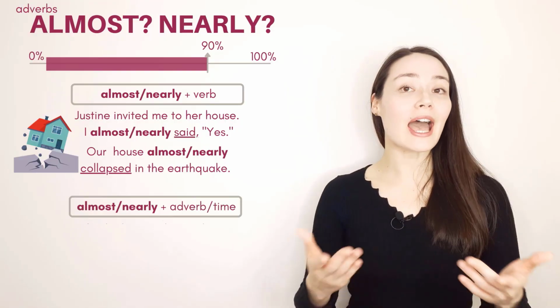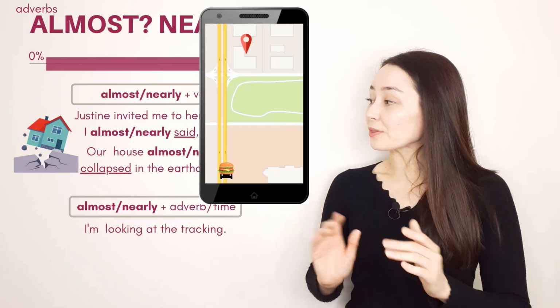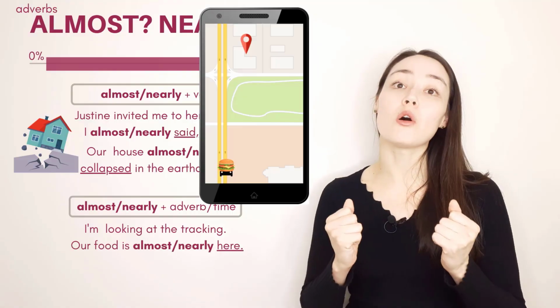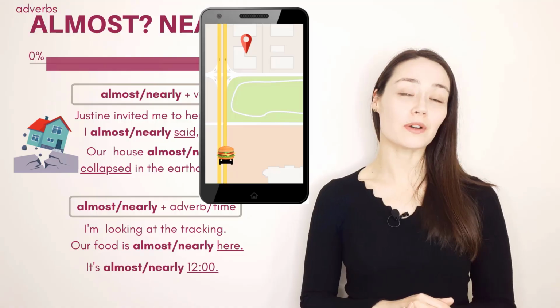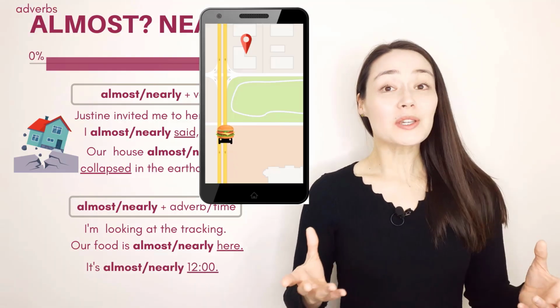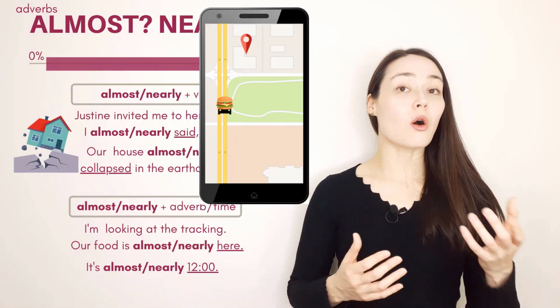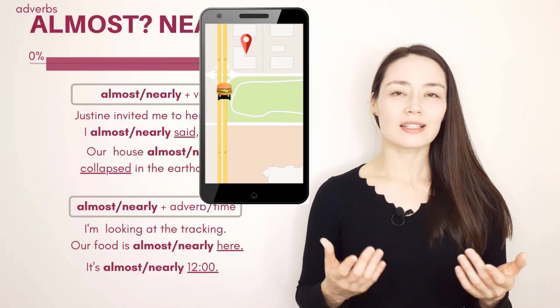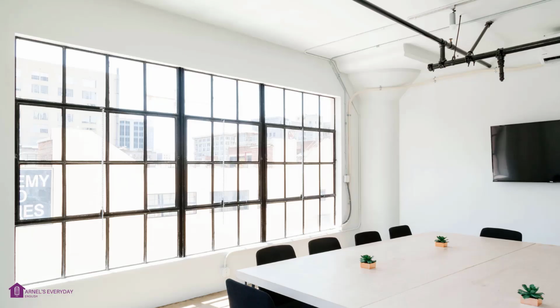Almost, nearly plus adverb or time. I'm looking at the tracking and our food is almost here. Our food is nearly here. It's almost 12 o'clock. It's nearly 12 o'clock. So you can see, usually you don't need to worry about the difference between almost and nearly. So when and how are they different?